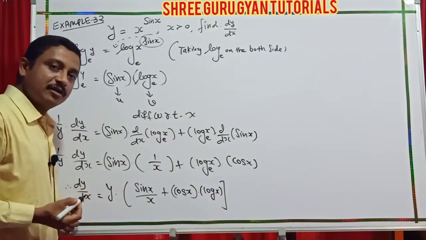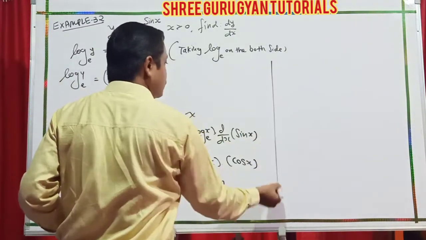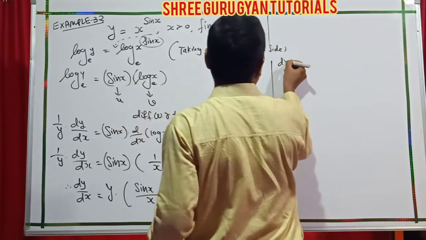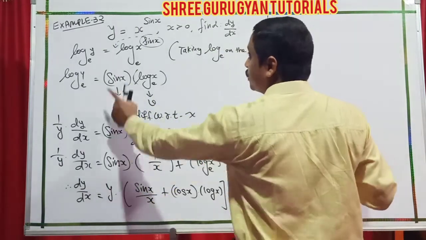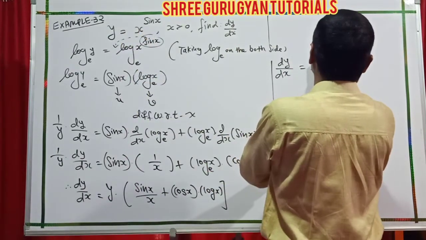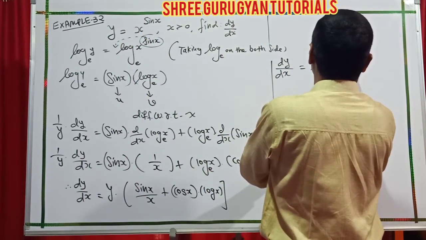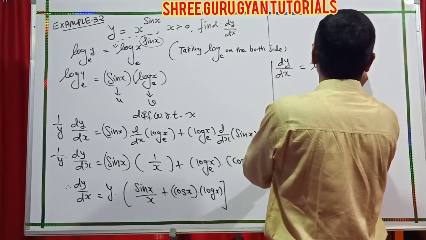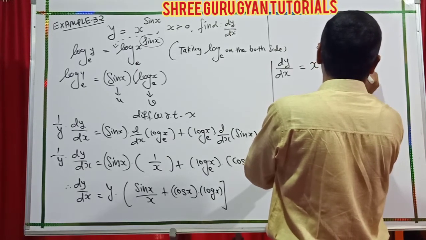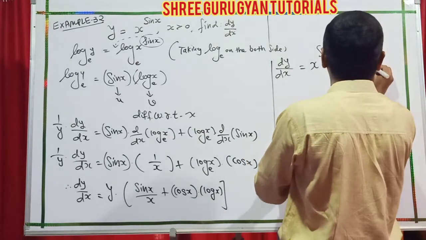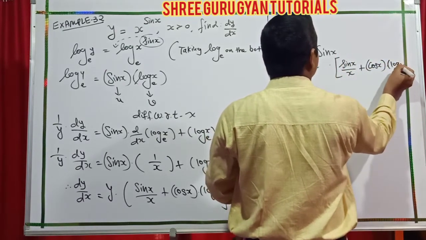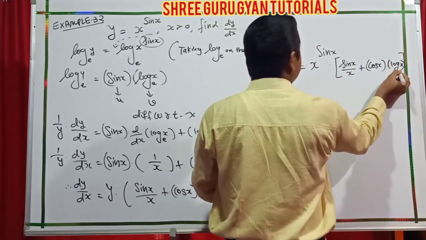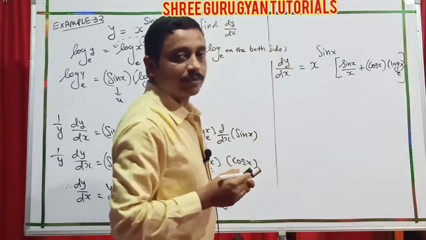Yes, numerical done. Now you only put the y value. So dy by dx, what are you getting? This y, students, is already known: x raised to sin x, and the other part is sin x by x plus the other value, the same cos x into log x. And that's our answer. To base e is necessary, you show it out.